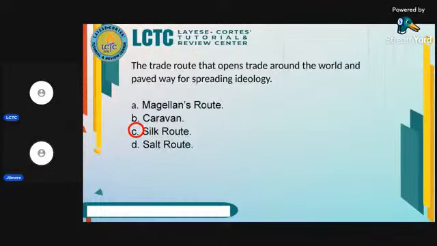Okay. It is a trade route that opens trade around the world and paves the way for spreading ideology. Silk Route. The Magellan's Route is known for circumnavigating the world.